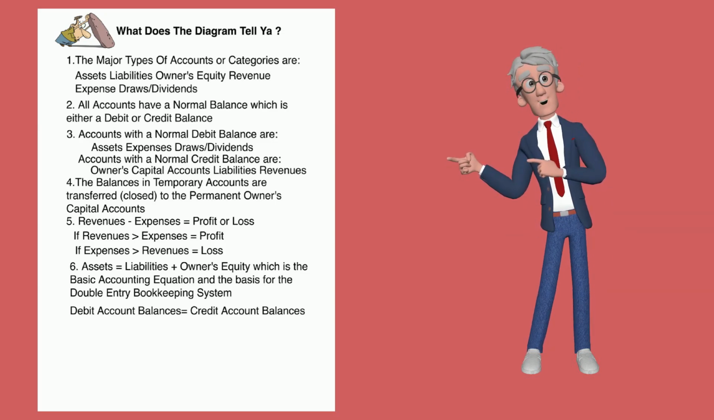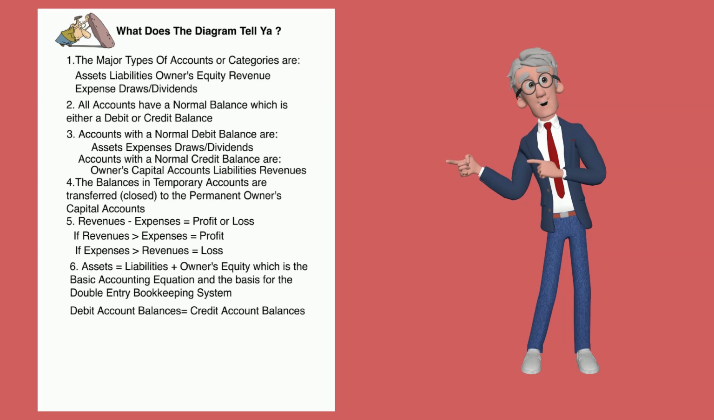1. The major types of accounts or categories are assets, liabilities, owner's equity, revenue, expense, draws, dividends. 2. All accounts have a normal balance, which is either a debit or credit balance. 3. Accounts with a normal debit balance are assets, expenses, draws, dividends. Accounts with a normal credit balance are owner's capital accounts, liabilities, revenues. 4. The balances in temporary accounts are transferred, closed, to the permanent owner's capital accounts.